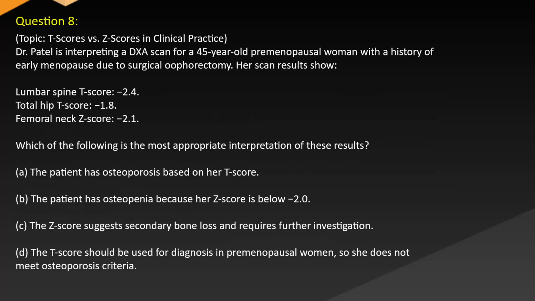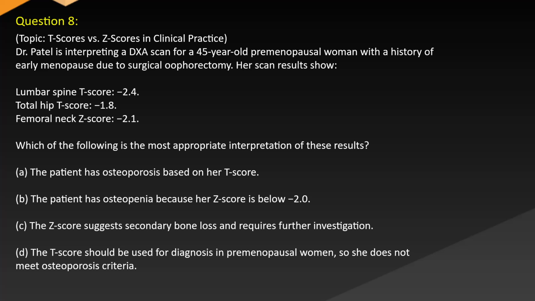Question 8. Topic: T-scores versus Z-scores in clinical practice. Dr. Patel is interpreting a DXA scan for a 45-year-old premenopausal woman with a history of early menopause due to surgical oophorectomy. Her scan results show lumbar spine T-score -2.4, total hip T-score -1.8, femoral neck Z-score -2.1. Which of the following is the most appropriate interpretation of these results?